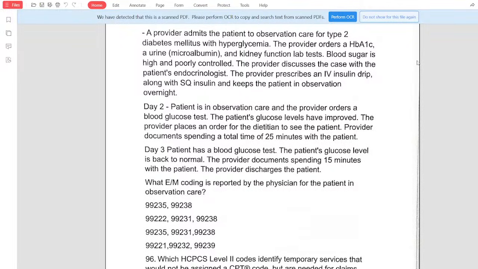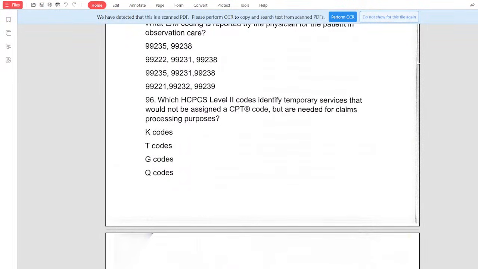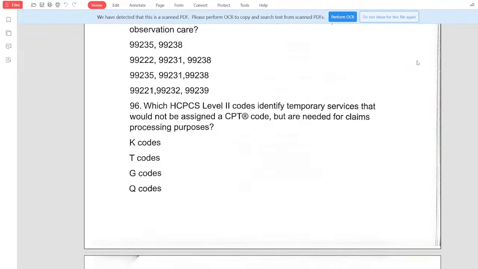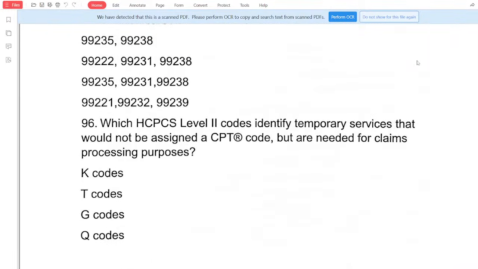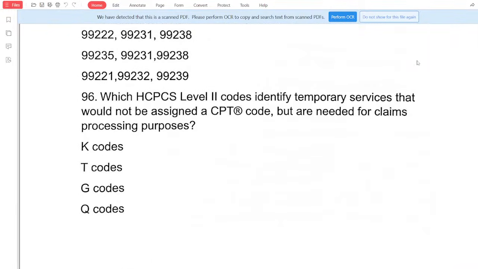B is the answer, dear. Just to check yourself. It is related to HCPCS level code. That is for 99222. That is for initial hospital inpatient care, observation care, dear.